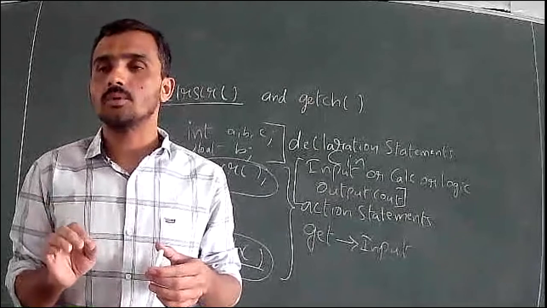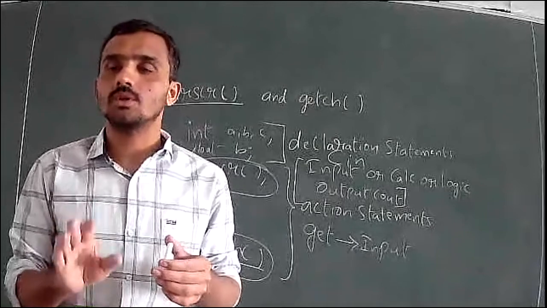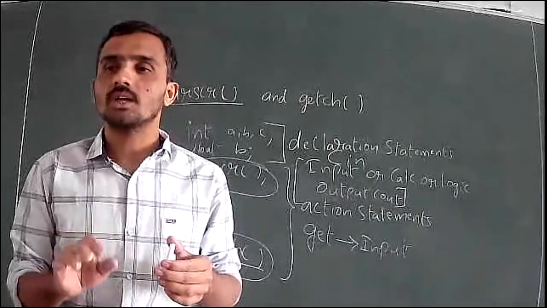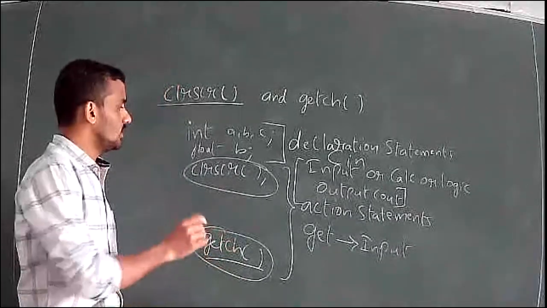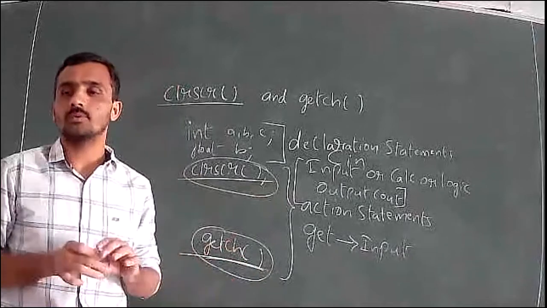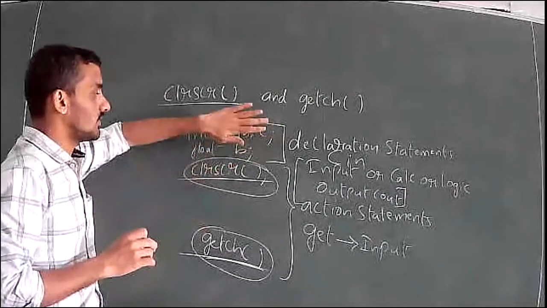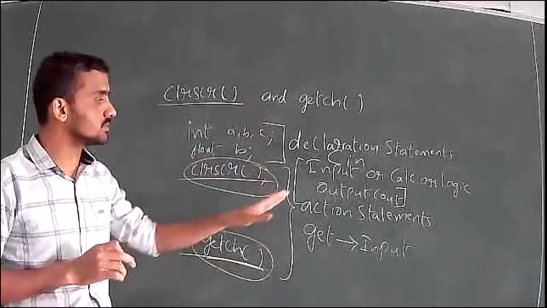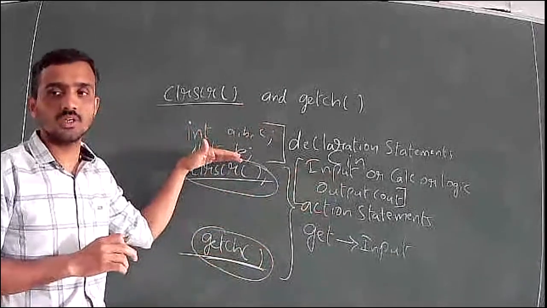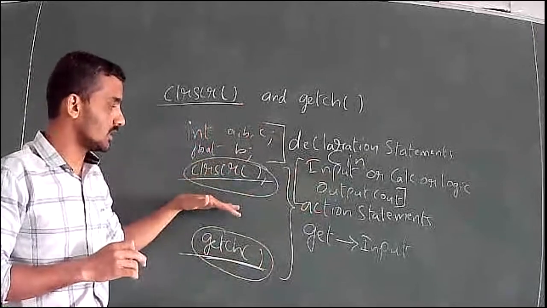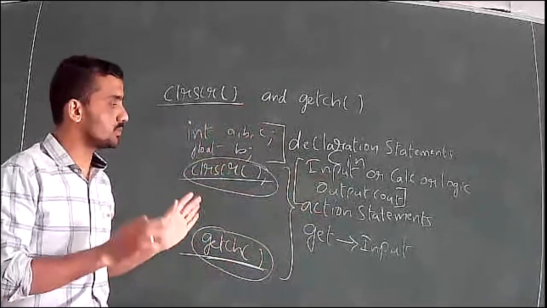It will wait for us to type the character from the keyboard, and that character will not be displayed on the screen, but it is stored in the memory. Then it comes to the editor screen. So what I am supposed to say is, you can use clear screen and get character at any part of the program. Don't think that I will use them only after the declaration statements. After the declaration statements, clear screen can be used as the first statement, in the middle, or at the end. Even get character can be used as the first statement, in the middle, or at the end. So this is a point to remember.